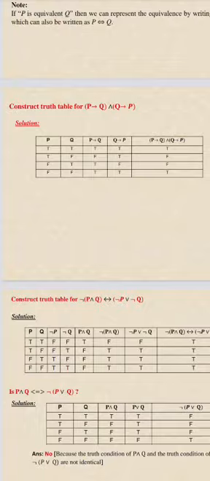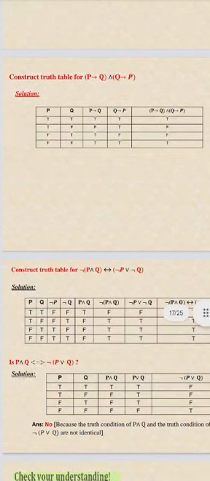First the P, Q values. Negation P means the opposite value: true is false, false is true. Then P and Q: true and true is true, and the remaining all the truth values are false. Then next negation (P and Q): true value is false, false is true. Then negation P or negation Q: false is false, and the remaining other truth values are true.